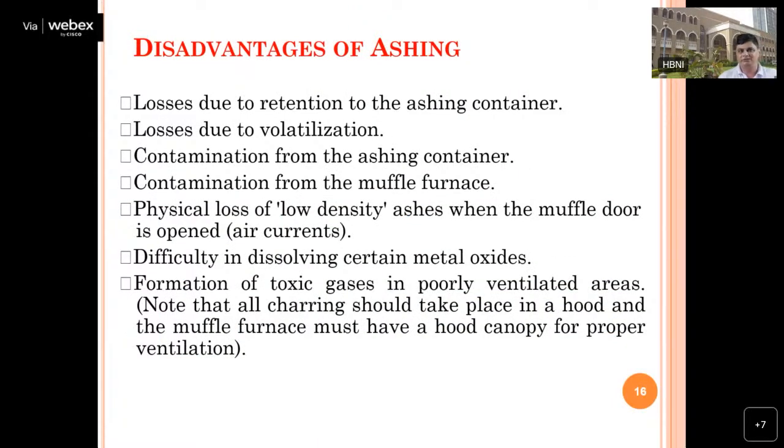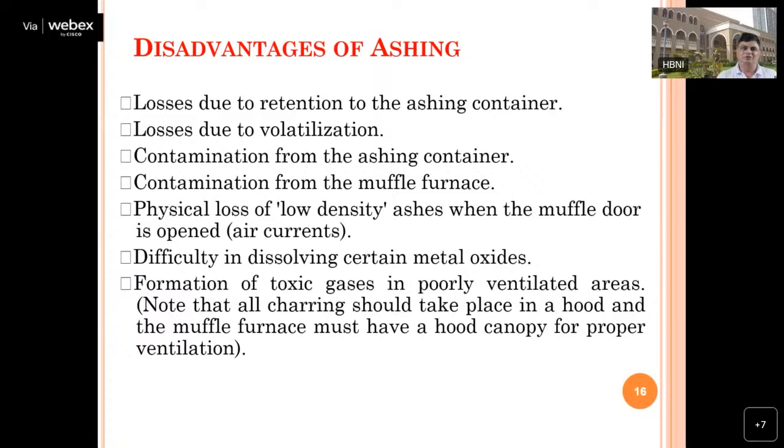And these are certain disadvantages. The loss due to retention in the ashing container. Some of the element of interest will be retained in the container, so one has to be very careful to take out the ash completely, and after the transfer of the ash, the container also has to be washed with acid. Then, in case of volatile elements, there are losses due to volatilization, and there is contamination from the ashing container itself. Contamination from the muffle furnace is also possible.